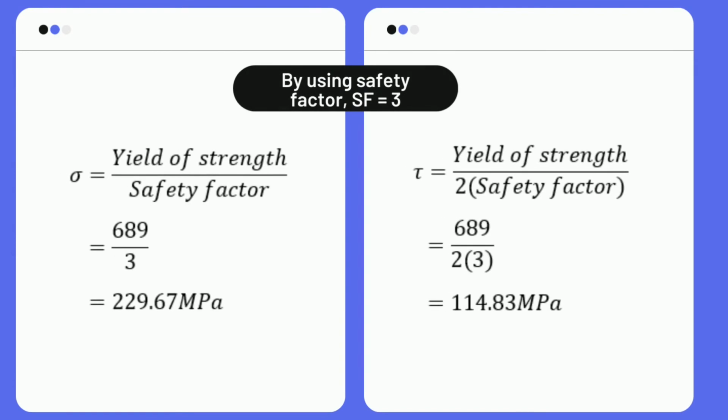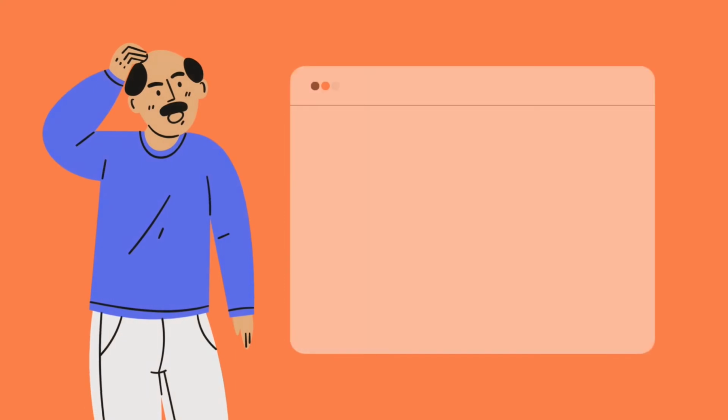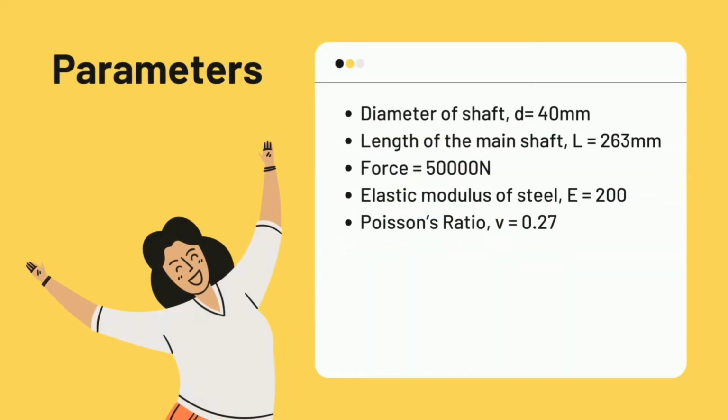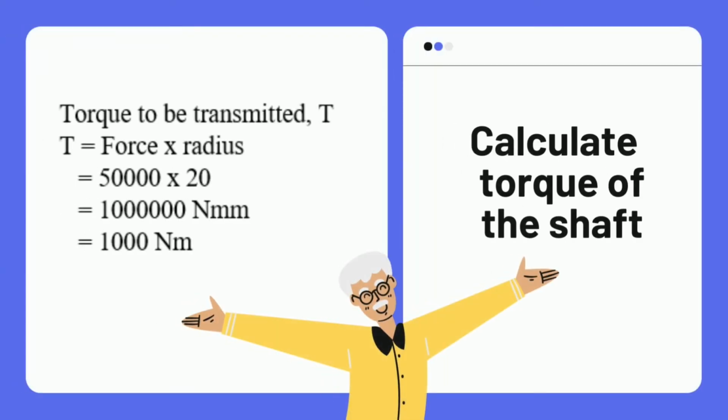Here are the calculations that we get from using a safety factor. Here are the calculations of the shaft. As you can see, here are the parameters that we get from this design. First, calculate the torque of the shaft. Here are the calculations.